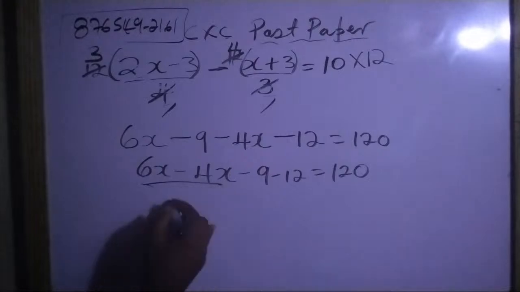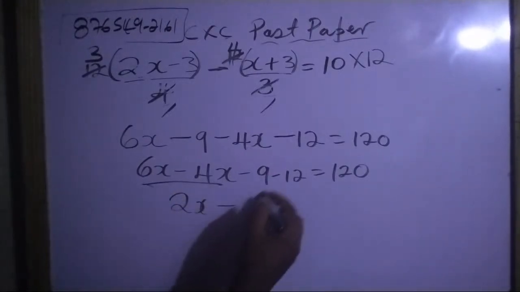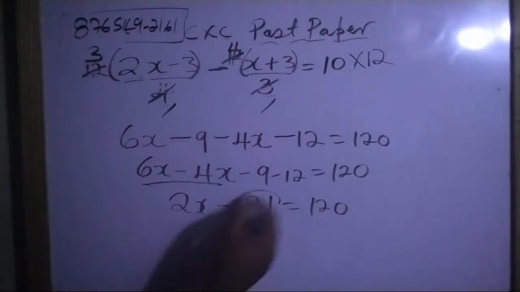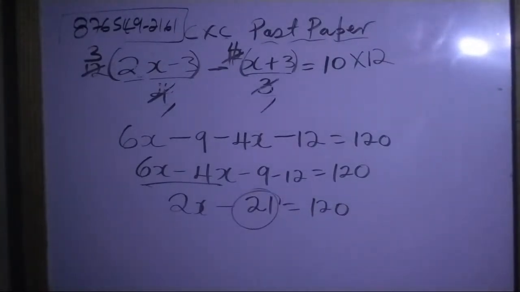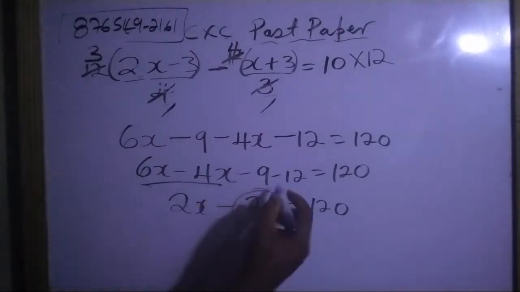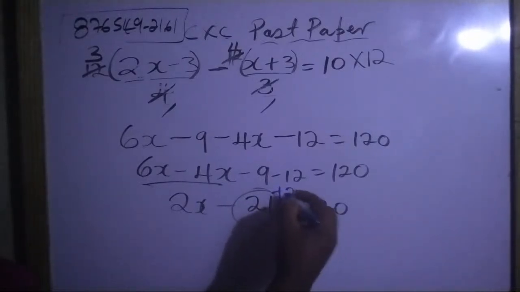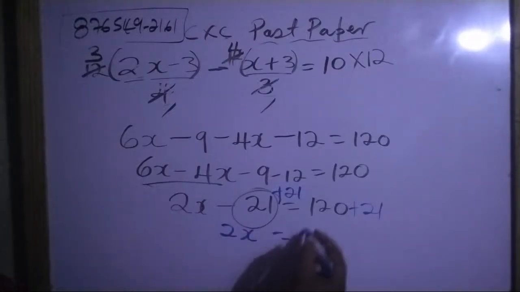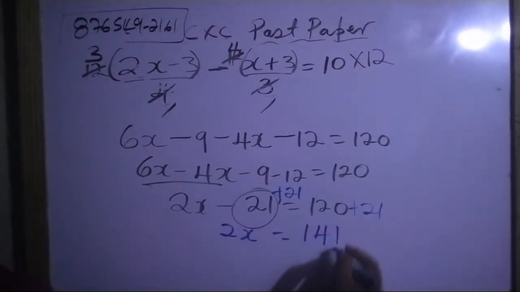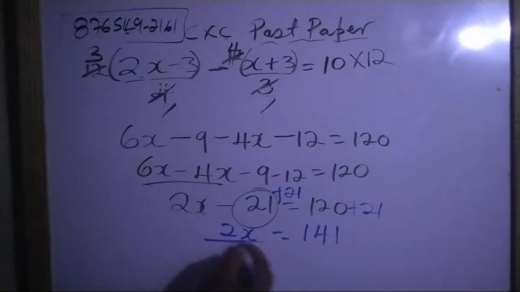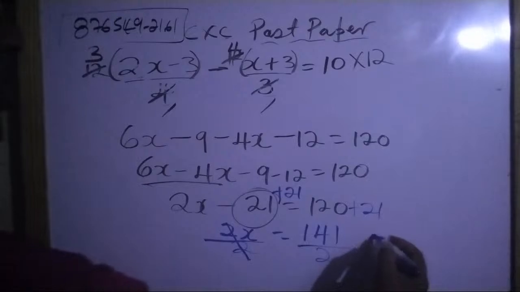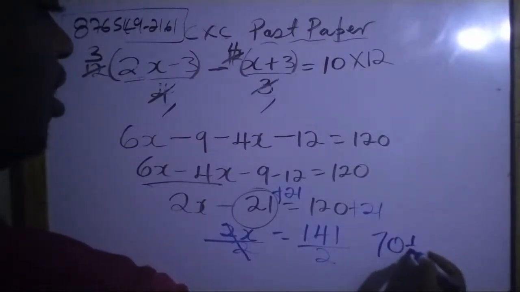And then now we can subtract, which gives us 2x. This would give us negative 21 equal 120. And of course, we add. So we do the opposite of minus, which is add. So we add 21 to both sides. And of course, this will give us 141. And the final step, we divide by 2. 2 into 141, it's 70 and a half.